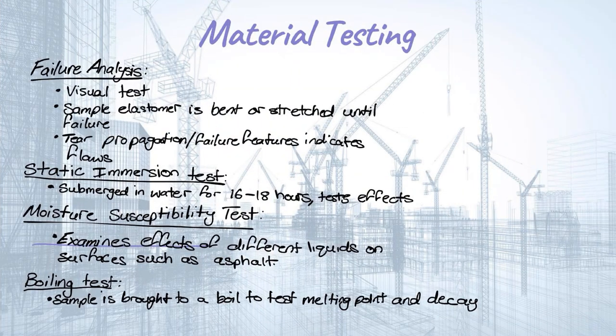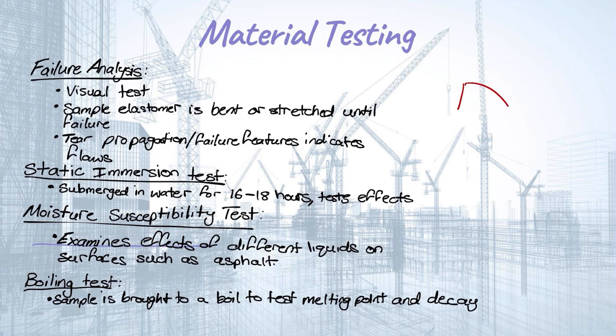Failure analysis. So this is a visual test where an elastomer is bent or stretched until failure. You can do this type of test with other materials too, but it's most common with elastomers. And what you're looking for is at the point of failure, what has happened. So if it's an elastomer, where is the tear? Where is the tear propagating to?